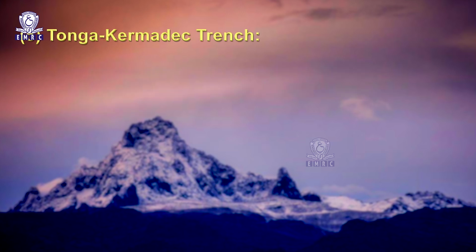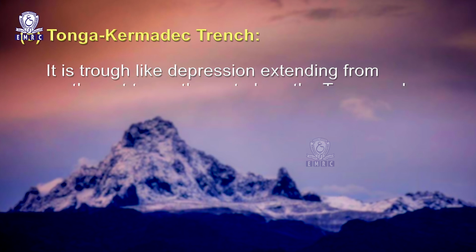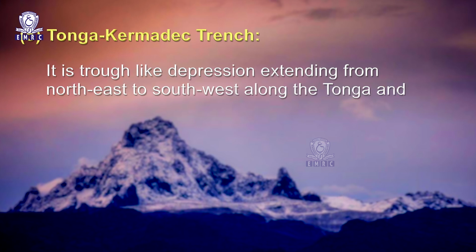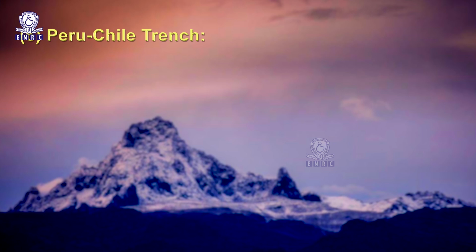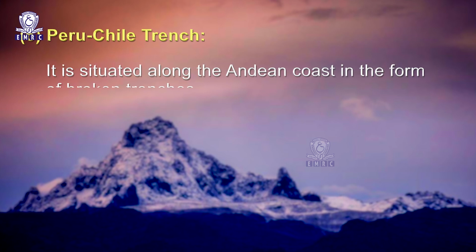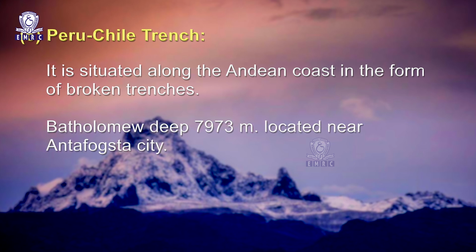Tonga Kermadec Trench. It is a trough-like depression extending from northeast to southwest along the Tonga and Kermadec Islands. They are measured to be 8,000 meters deep with the 9,428 meters Aldrich Deep. Peru-Chile Trench. It is situated along the Andean coast in the form of broken trenches. Bartholomew Deep, which is 7,970 meters deep, is located near Antofagasta city.